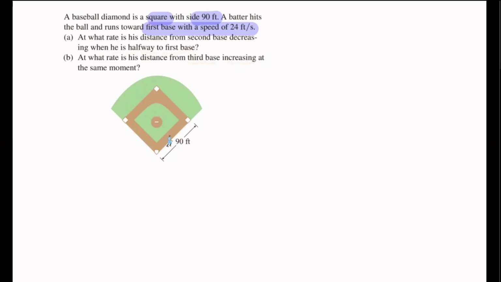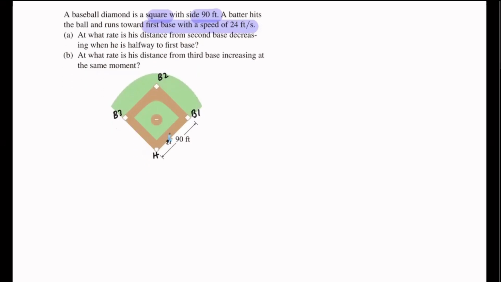All right, so let's go ahead and introduce a variable. Let's suppose he has traveled some x distance from home to base 1. Let's call this home. This is base 1. This is base 2. That's base 3. And we know that this is a square diamond. We know that each side is 90, this is 90, 90, 90.